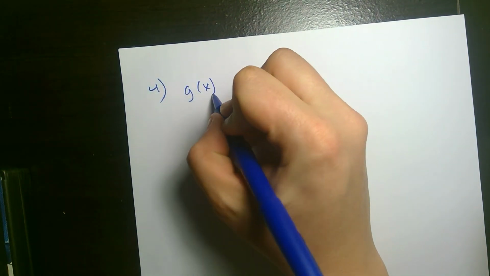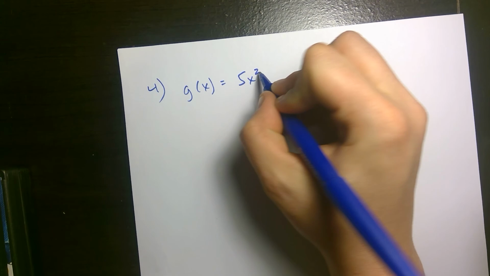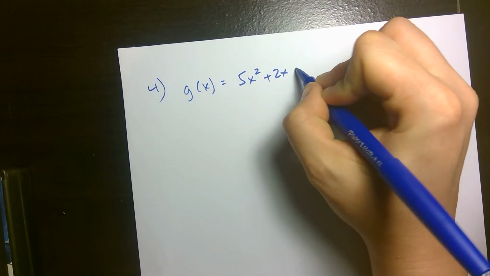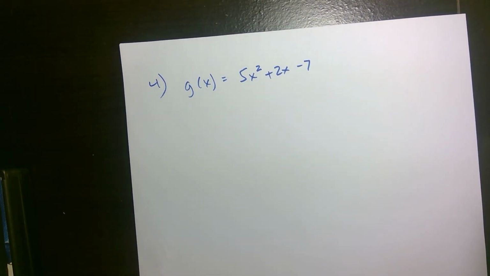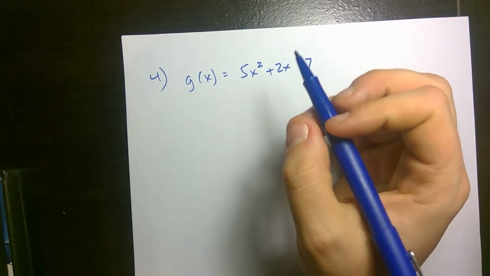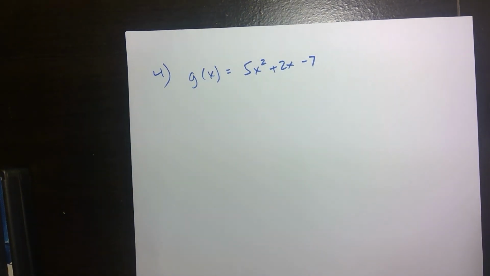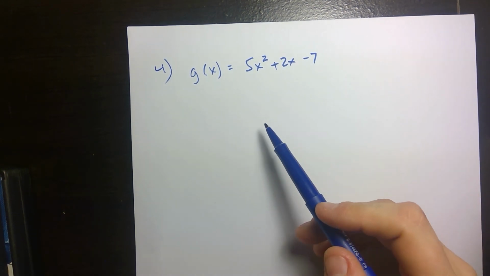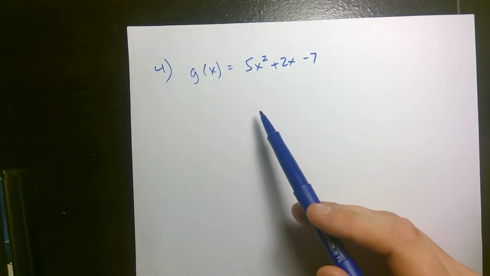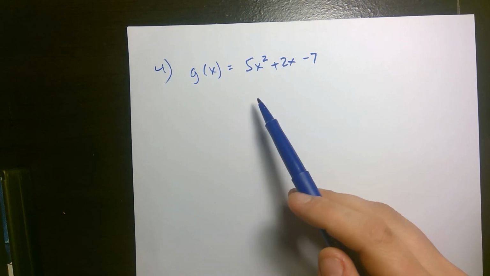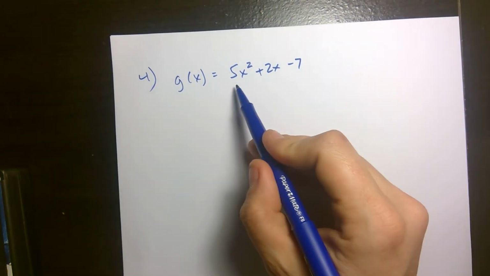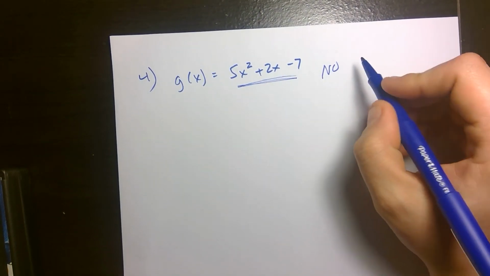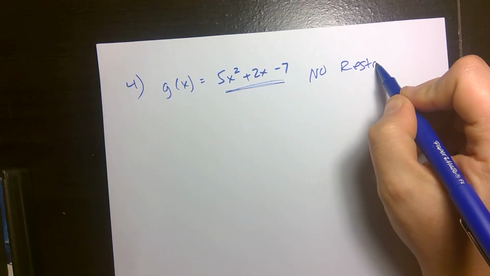Okay, number 4. What if I have something that looks like this? G of x equals 5x squared plus 2x minus 7, let's say. And so again, I'm trying to find the domain. And I want to find the domain algebraically. I don't have to graph this. Well, I remember my 2 rules. I say, okay, is there a fraction which contains a variable on the bottom? No. Is there a square root symbol at all? No. And so because of that, in this particular case, there are no domain restrictions.